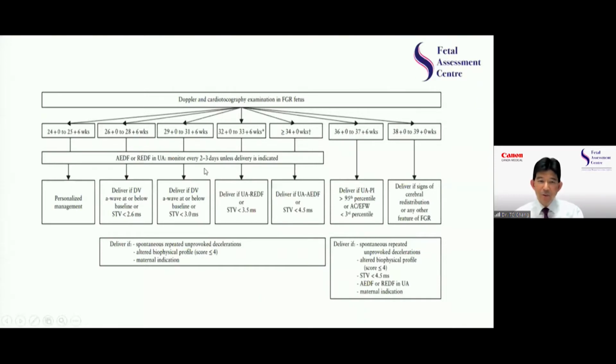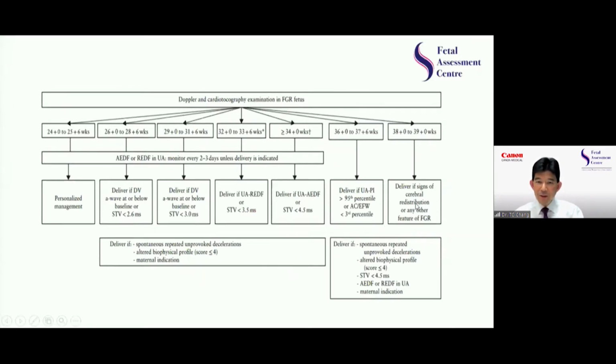I think this is a helpful summary. This is from the ISWAC guidelines, and I think we have clear cutoffs to help us make decisions as to when we should be delivering the fetus. As I said, for late fetal growth restriction, we have very helpful guidelines here. At 36 weeks or more, if the umbilical artery PI is more than the 95th centile, or your AC or EFW is below the 3rd centile, you may consider delivery, and you should deliver them by 38 weeks.